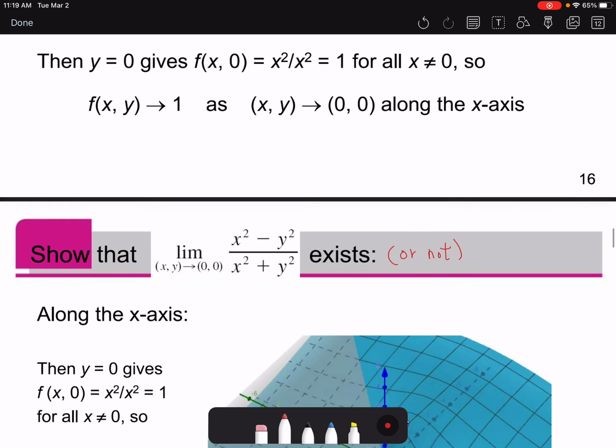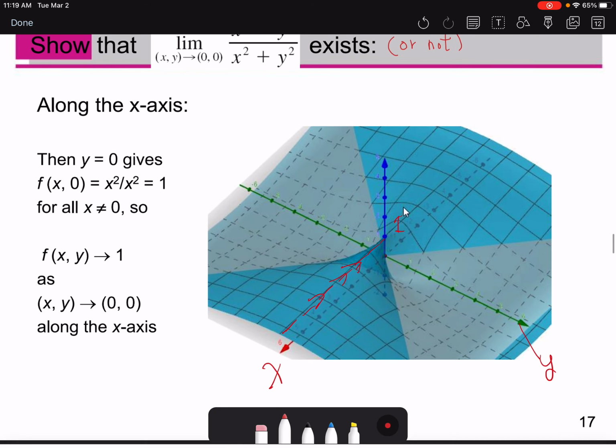And if we look at the picture here, follow the red dotted line there. As x approaches 0 along the x-axis, the function remains a constant 1. So we say the limit equals 1. What about the other way around? Look at the y value here. Obviously, it's below the xy plane.